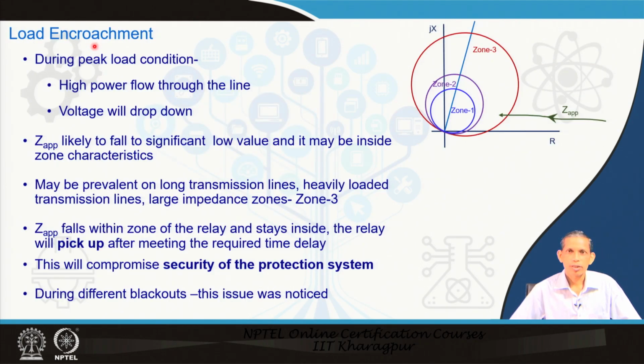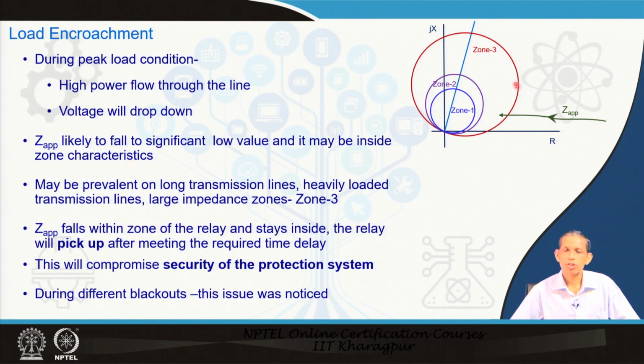So, we say that the load encroaches into the characteristics, the Z apparent seen enters into the relay characteristics during loading condition, particularly heavily loading condition, then that creates unnecessary tripping, a security issue. During peak load condition, high power flows to the line, voltage may further dip, Z apparent is likely to fall significantly, may reach a significantly low value and may be inside the zone characteristics.